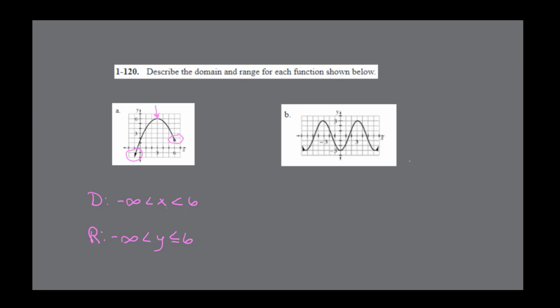Okay, and then we move to B. B looks like a cosine curve, but it could be a shifted sine curve as well. But for those, the domain is all real numbers. So -infinity, less than x, less than +infinity. Or you could just say all real numbers. And sometimes I just like to use that, all reals. All right, and then our range, it looks like it's hitting two points at -3 and then also +3. So our range is -3 less than or equal to y, which is less than or equal to +3. And that is the answer for 1-120.